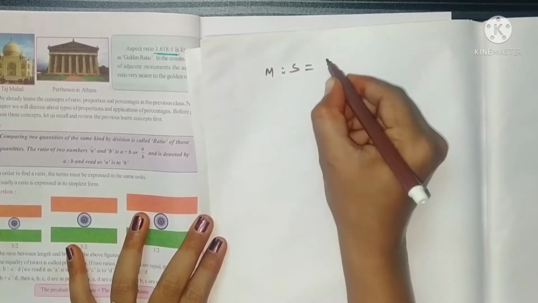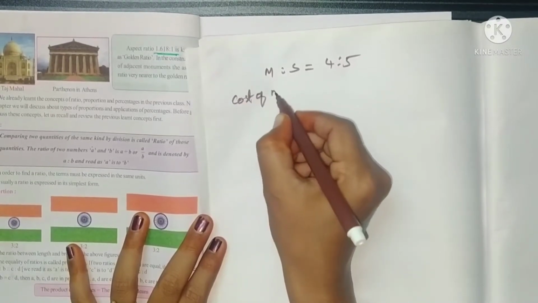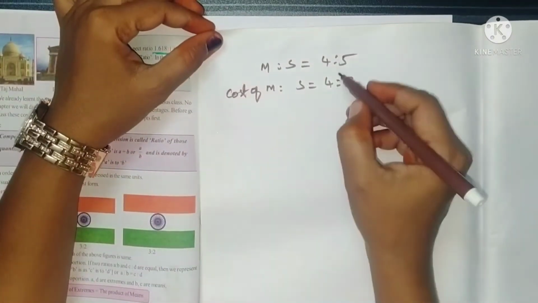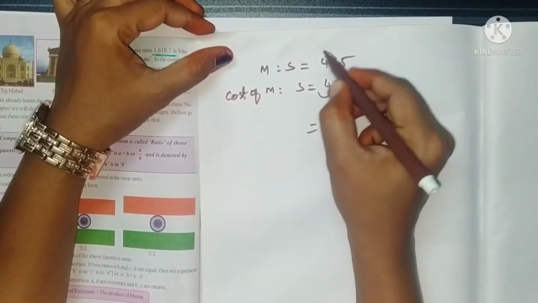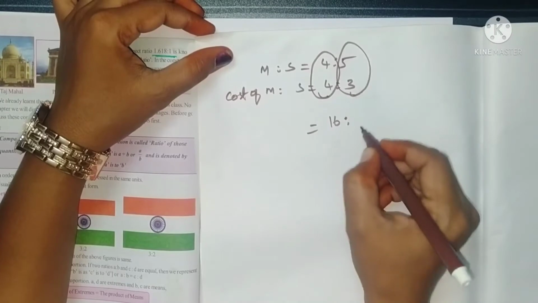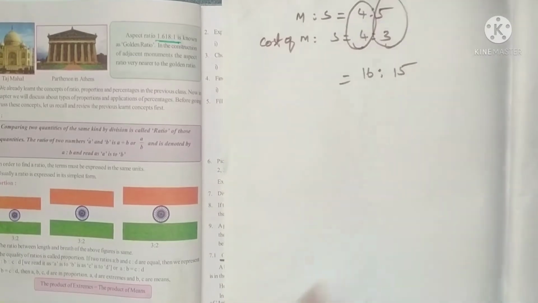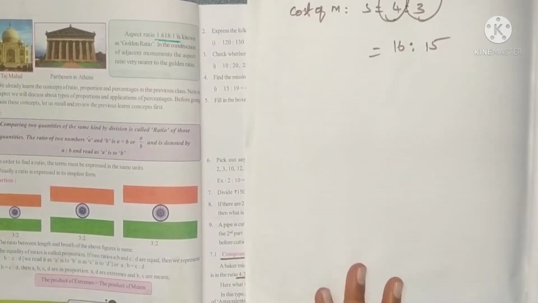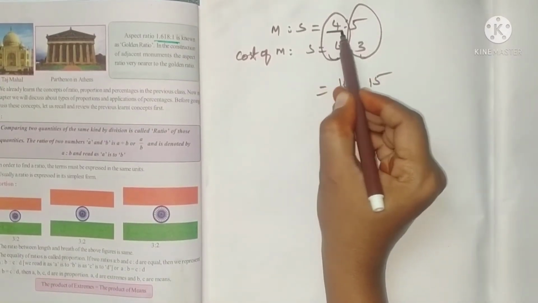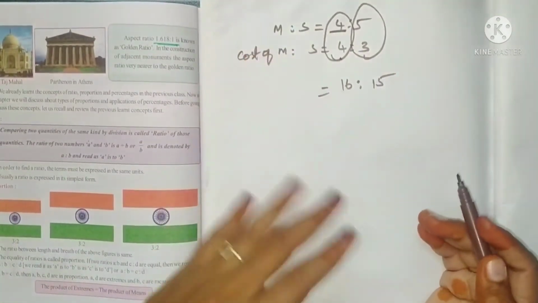milk is to sugar 4:5 and cost of milk is to sugar 4:3. So now if we want to find out the total amount, we will multiply first terms and the second terms. So 16:15. Okay, so this is the ratio of the cost. Why did we multiply like this? The first one is milk, 4 parts is milk and 4 is the cost of the milk. So we'll multiply the same terms.